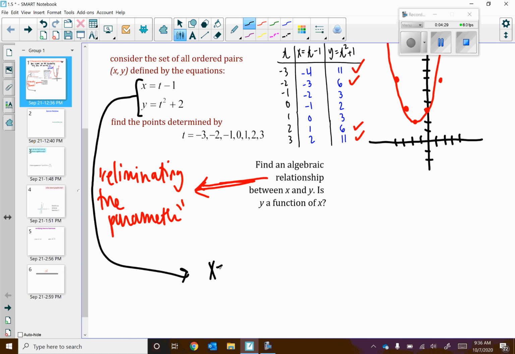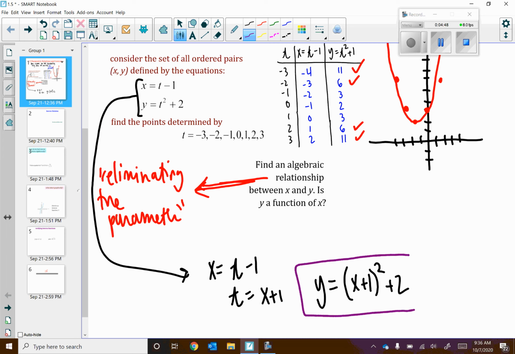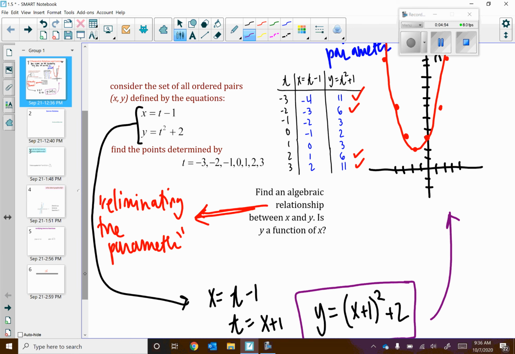So x is equal to t minus 1, t is equal to x plus 1. Then I'm going to take that and plug it in for t in my other equation. y is equal to (x plus 1) squared plus 2. That's my new equation. I've eliminated the parameter. And look, that would be a parabola. It would be a parabola that opens up and has a vertex at the point -1, 2.